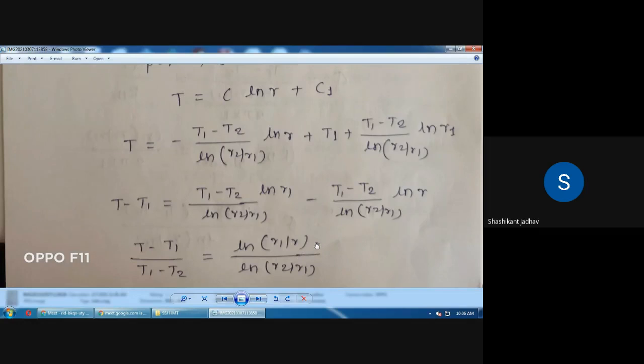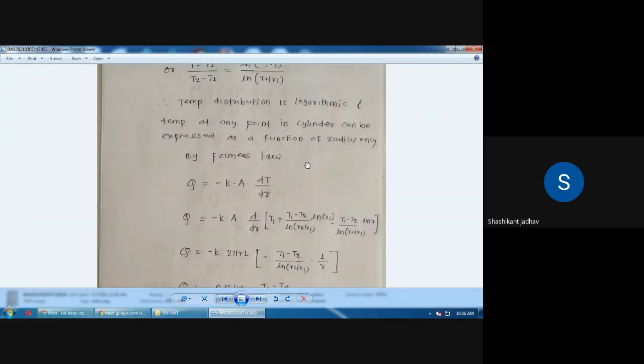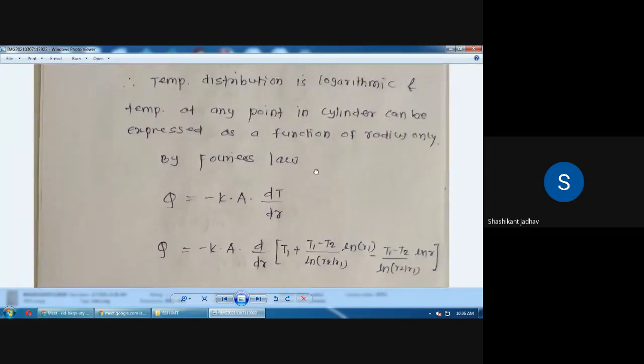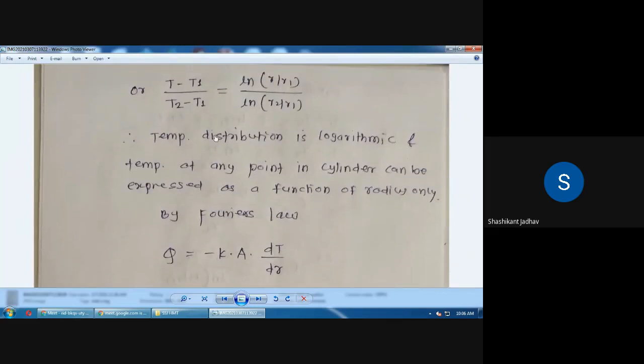Okay, so we get the final equation (t minus t1) divided by (t1 minus t2) is equal to ln of r1 by r divided by ln of r2 by r1. Okay, then how to write that same equation in this manner?